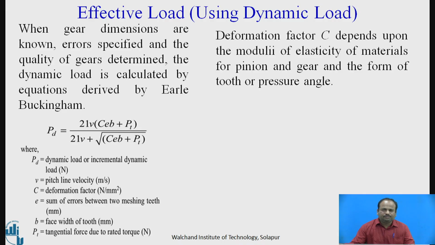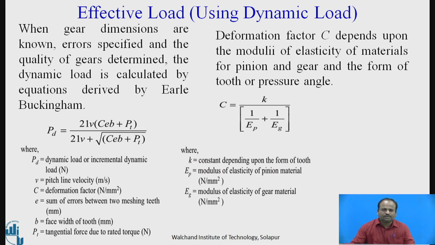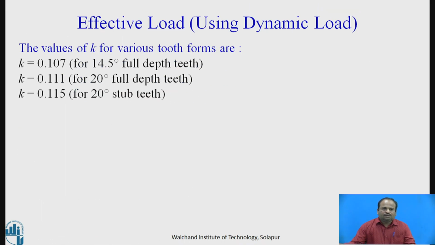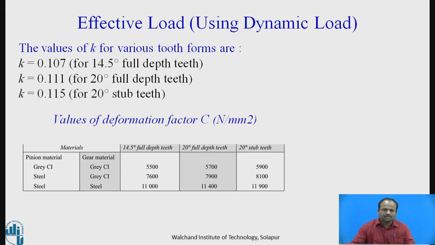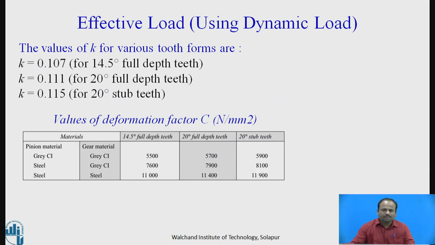Deformation factor C depends upon the modulus of elasticity of the material for pinion and the gear and the form of tooth or pressure angle. So C is equal to K upon (1 upon EP plus 1 upon EG). Here EP and EG are the modulus of elasticity of the pinion and the gear. K is a constant, depends upon the form of the tooth. The values of K are according to the pressure angle. They are given over here that we have to use during the calculation. Values of deformation factor are standardized in this particular table. So we can take these recommended values for further calculation of dynamic load.